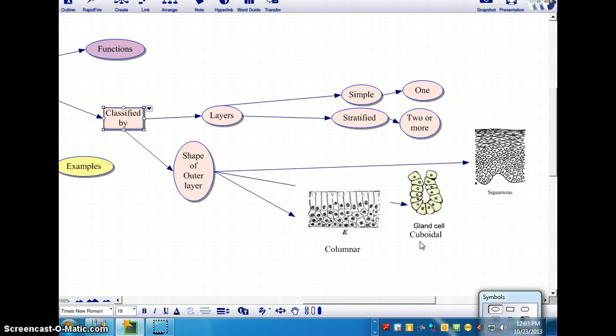And the last kind of cells are squamous. Squamous means flat. So if we look at them from the side, they're much longer than they are tall. If we look at them from the top, they're going to look like floor tiles or fried eggs that are touching each other.